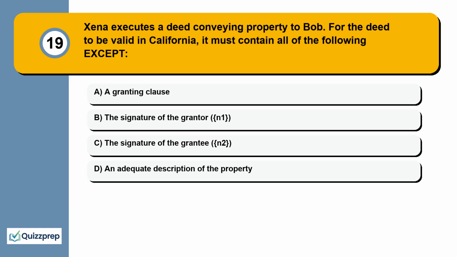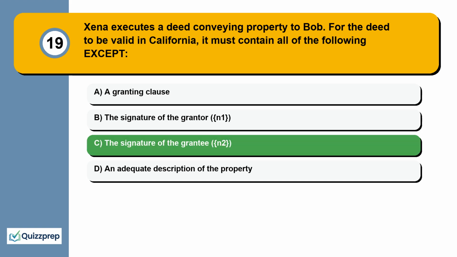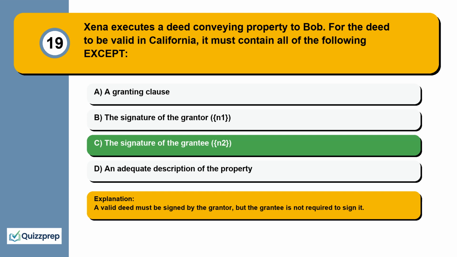Question 19. Zena executes a deed conveying property to Bob. For the deed to be valid in California, it must contain all of the following except a granting clause, the signature of the grantor, the signature of the grantee, an adequate description of the property. A valid deed must be signed by the grantor, but the grantee is not required to sign it.